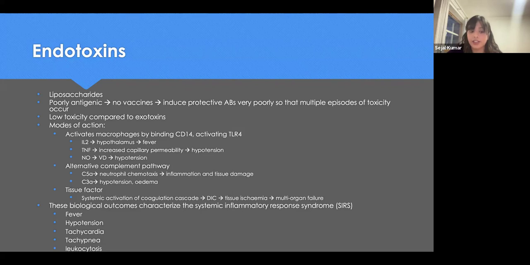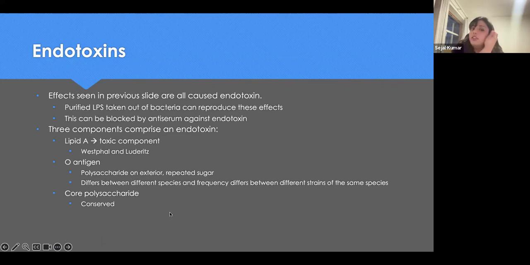And then tissue factor is also involved. So basically endotoxins can lead to systemic activation of the coagulation cascade, essentially leading to multi-organ failure. Basically, all these things characterize a systemic inflammatory response syndrome, and there are five main features of that: fever, hypertension, tachycardia, tachypnea, and leukocytosis. Yes, so they're all caused by endotoxins, the endotoxin specifically.